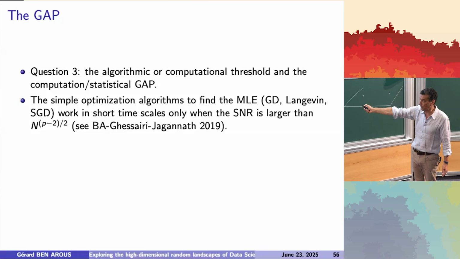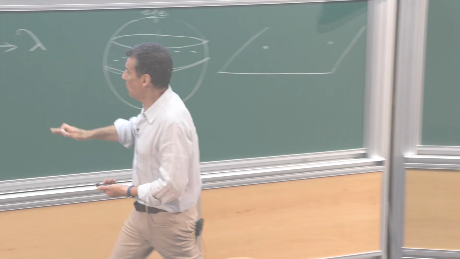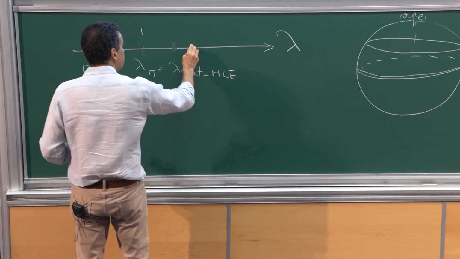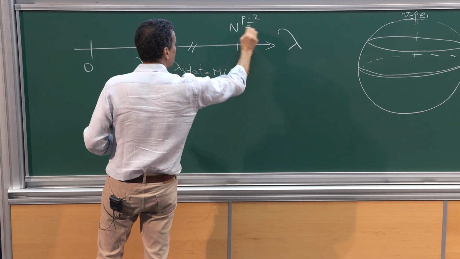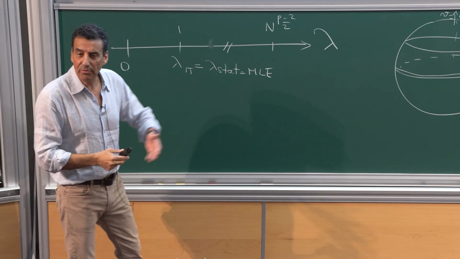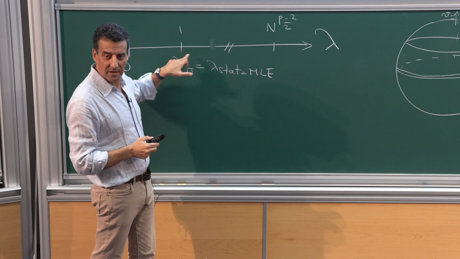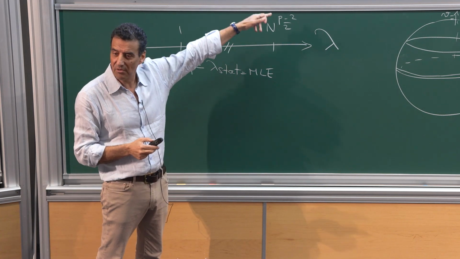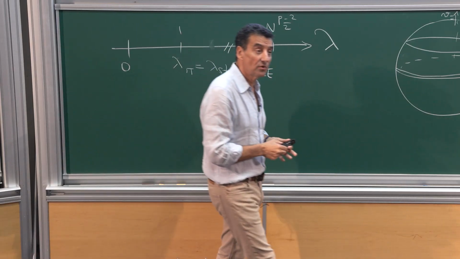minus 2 over 2. So look at that. It means that this was 1, and then you have n to the (p minus 2) over 2. So let's take p equal 3. This is square root n. There is a huge gap. Again, if your n is 10 to the 9, this is 10 to the 3. There's a huge gap in the amount of signal-to-noise ratio that you need.